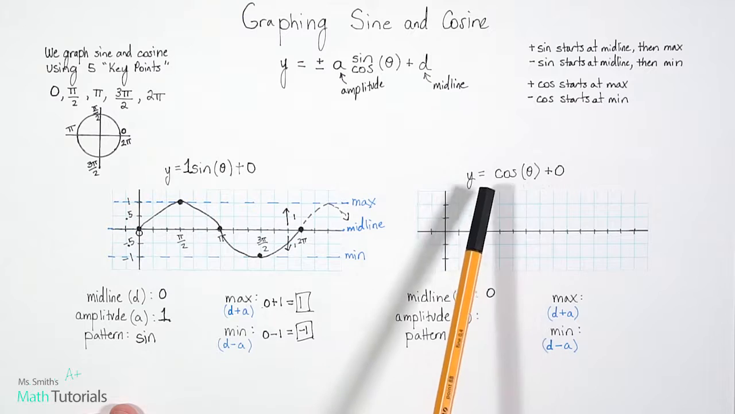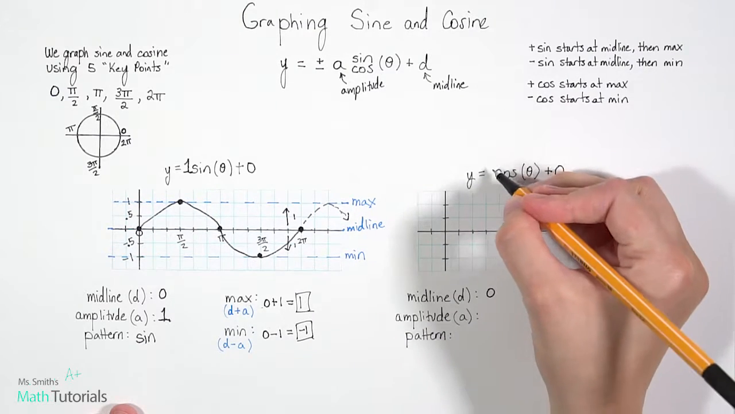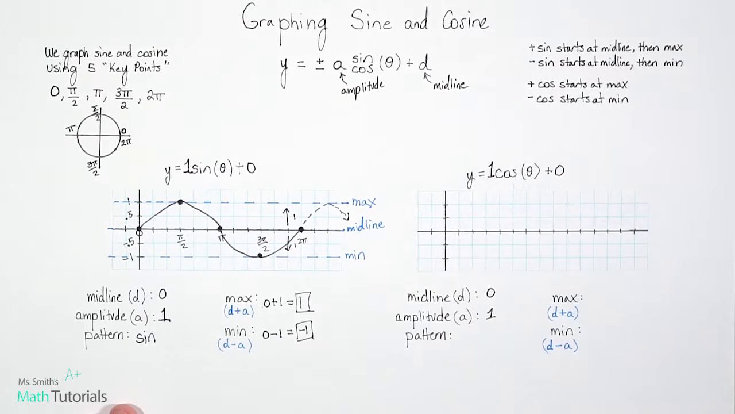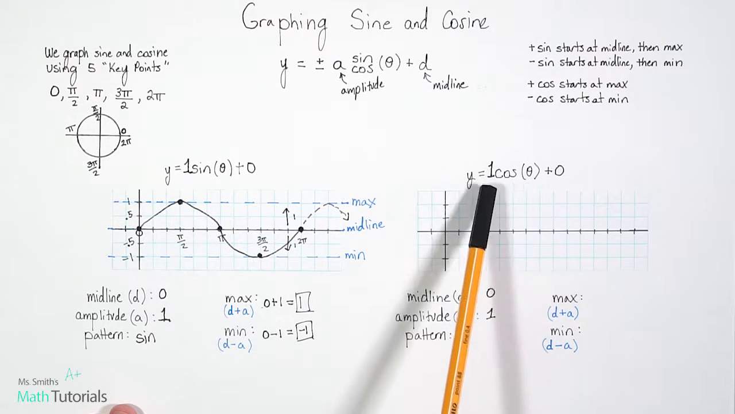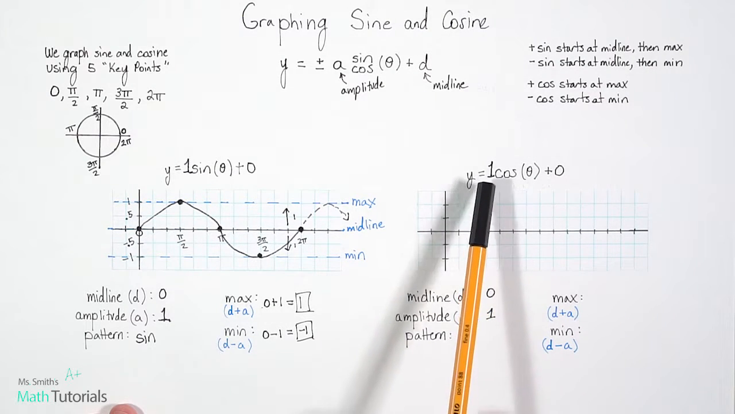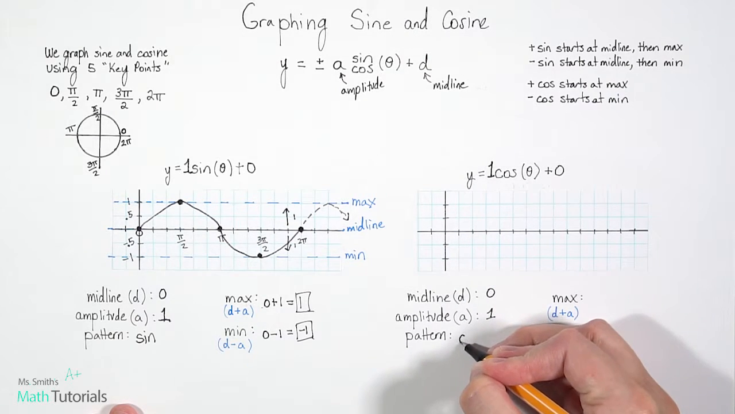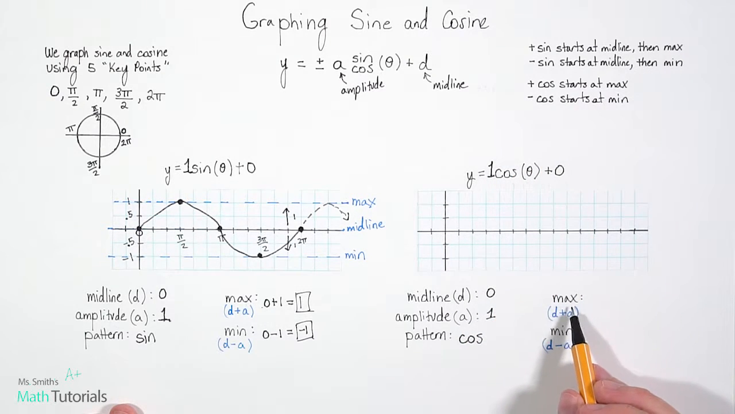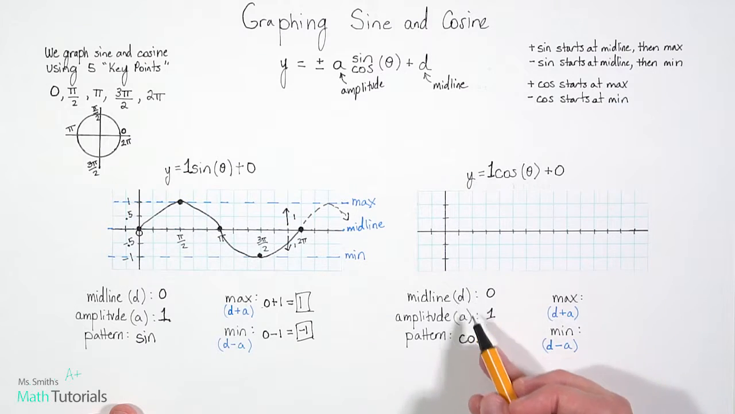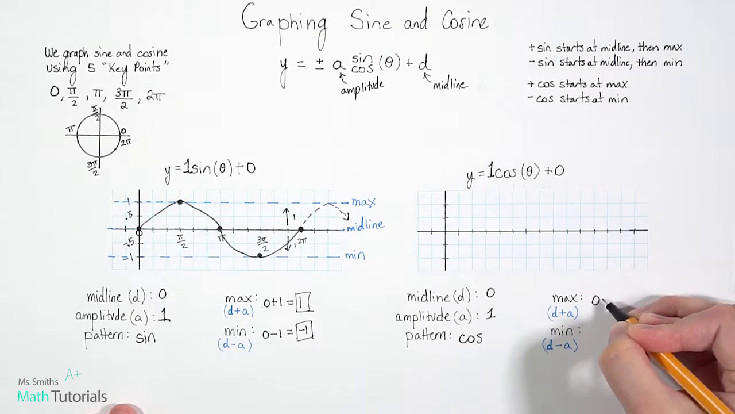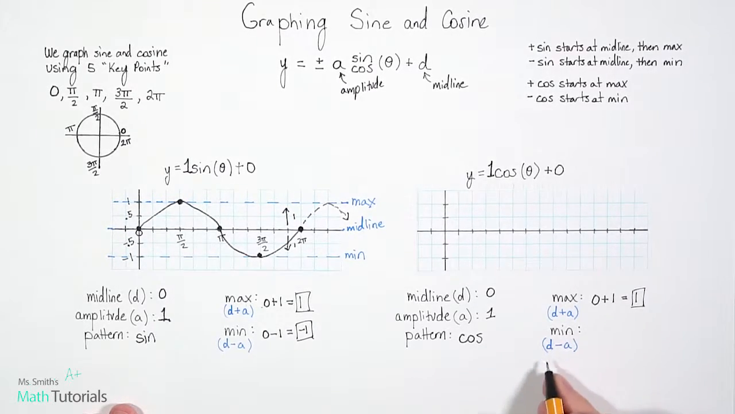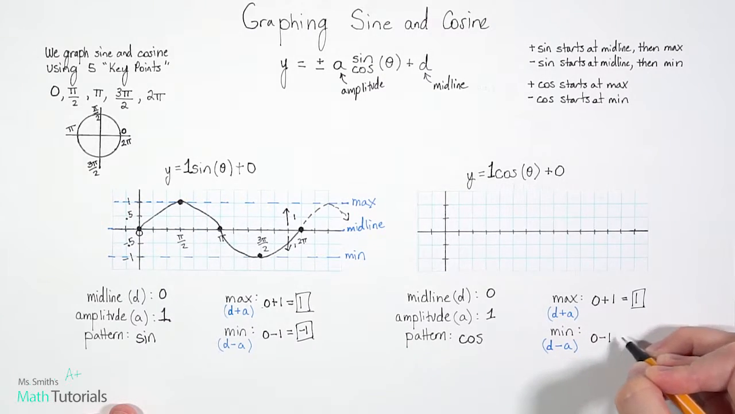Our amplitude A out front, again, there's nothing there. So in that case, it's an understood coefficient of positive 1. So our amplitude is 1. Our pattern, there's no sign out here, so that means it's positive. So positive cosine. So I'm just going to put cosine. So that means we're going to be following that pattern right there. Starts at the max. Now to actually find the max, remember we take our d plus a. So in this case, 0 plus 1. And that gives us a max of positive 1. And for our min, d minus a, so 0 minus 1, gives us a min of negative 1.